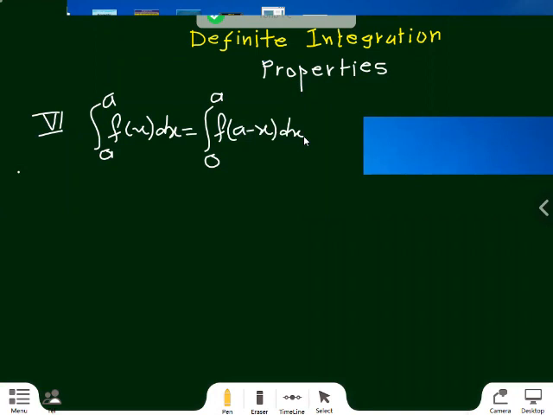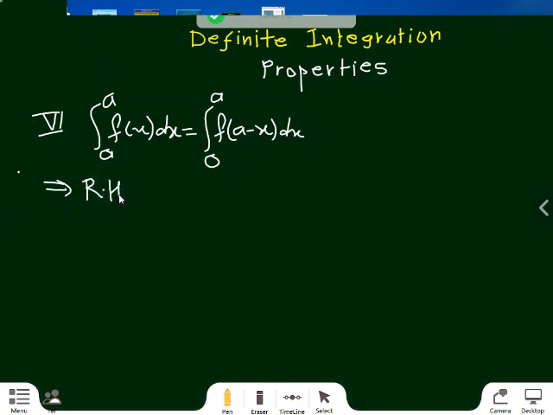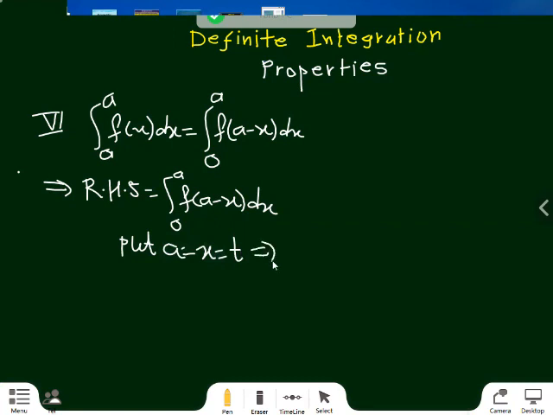Now, to prove this property, let's consider the RHS. Now, RHS is integration from 0 to a f of a minus x dx. Now, here make the substitution, that is put a minus x equals to t, which implies that if we differentiate both sides, we get dx equals to minus dt.